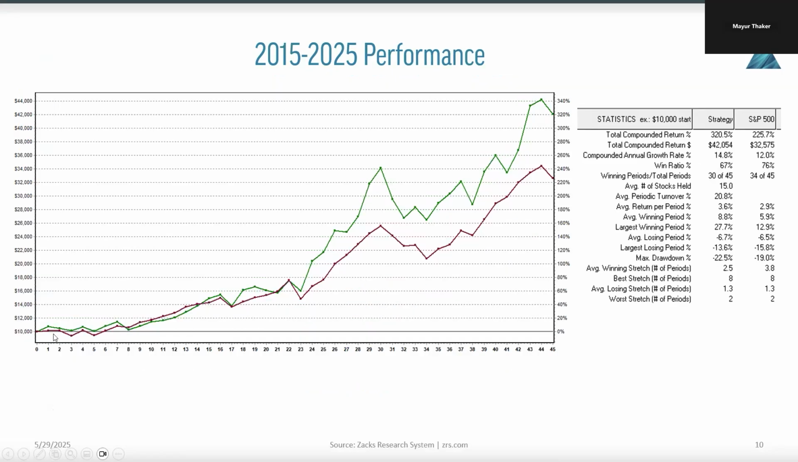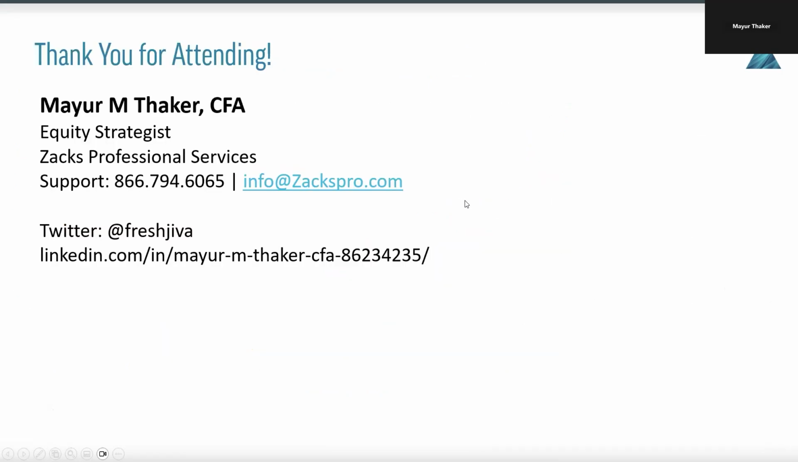So I zoomed in on that little period there. So this is the performance from 2015 to 2025. And you can see that the results have really continued to work even during this strong bull market period, even through that COVID crash in 2020, and the post-COVID recovery. It's been a really terrific performer. So I just wanted to bring your attention to that. If you have any questions, I'd love to hear from you.